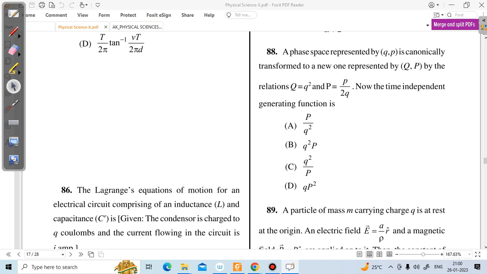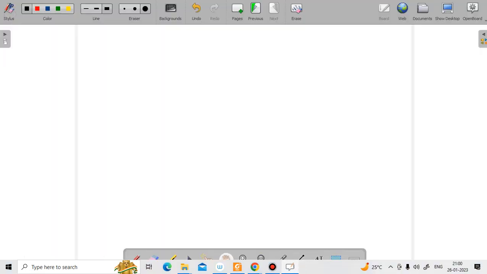Question number 88 is a very basic classical mechanics problem, and it's a problem of canonical transformation, as you can see. In this question, a canonical transformation is given, and as you can see, this small q, small p are the old sets of variables.